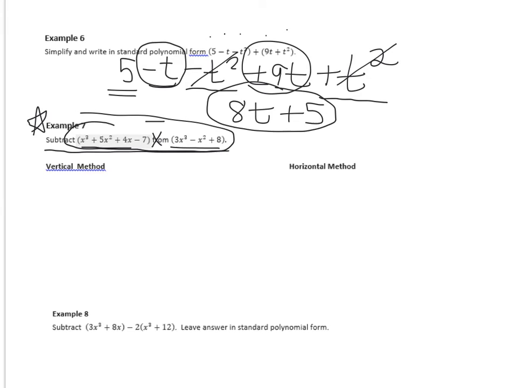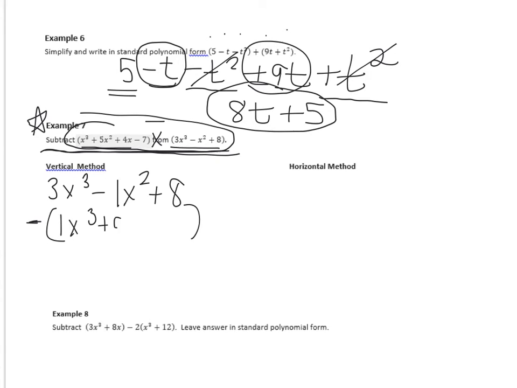So when your subtraction problem is worded this way, you need to remember that you're actually taking 3x to the third minus 1x squared plus 8. And from that, you're subtracting 1x to the third plus 5x squared plus 4x minus 7.